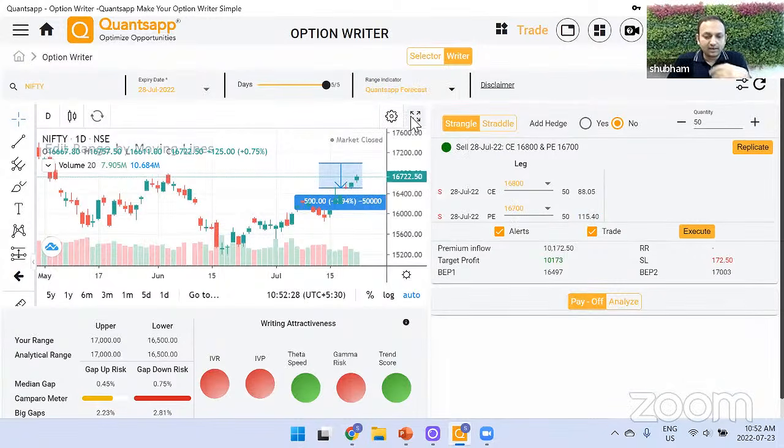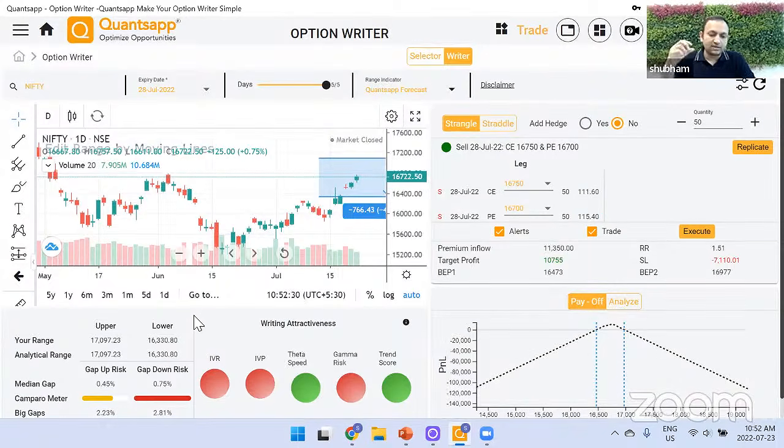So to summarize it, creating a range forecast is extremely important. But first, the range forecast should also have a very good strike rate. That's how you'll be able to make better profits in option writing.